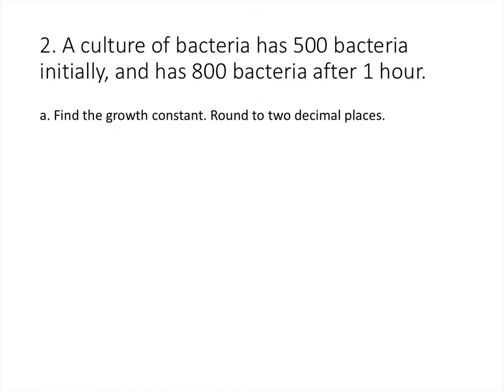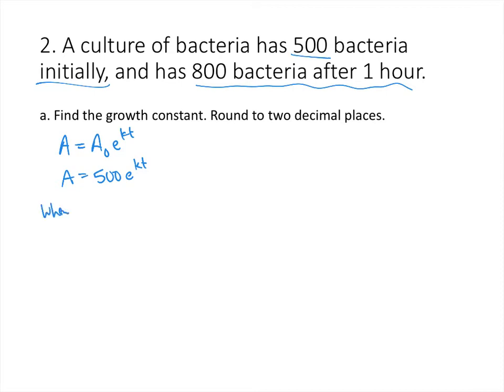We have a new problem here. We're told that we have an initial population of 500, and then we have 800 bacteria after 1 hour. Here we have to figure out the growth constant using this information. Our basic model is A equals A0 times e to the kt. We know that A0 is 500, so we have 500 e to the kt. We use the fact that we have 800 bacteria after 1 hour: when t equals 1 hour, the amount is 800. Putting that into our equation gives us an equation we can solve for k.